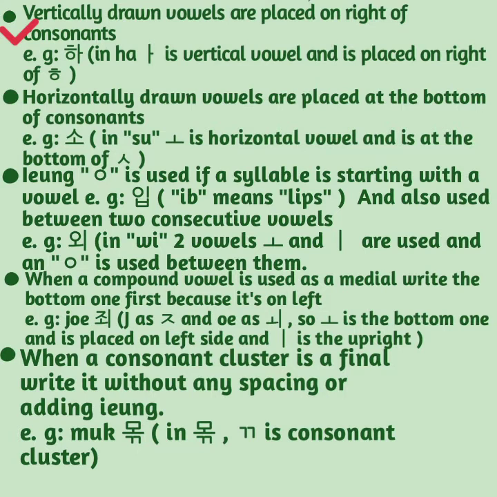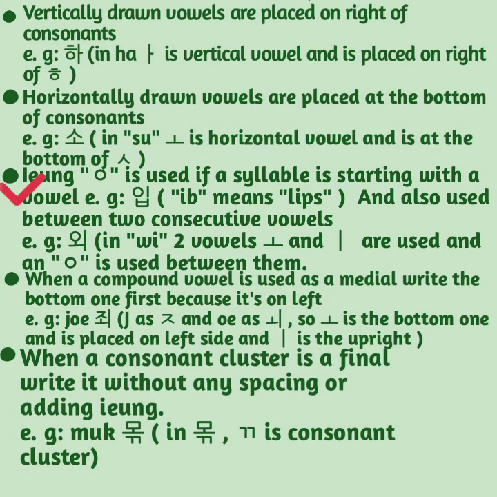Like for example, ha. In ha, a is a vertical wall and is placed on the right of hiyot. हा में आ जो है वो vertical wall है और वो hiyot के right पर place हो रहा है. Horizontally drawn walls are placed at the bottom of consonants. For example, su. In su, u is a horizontal vowel and is at the bottom of siyot.